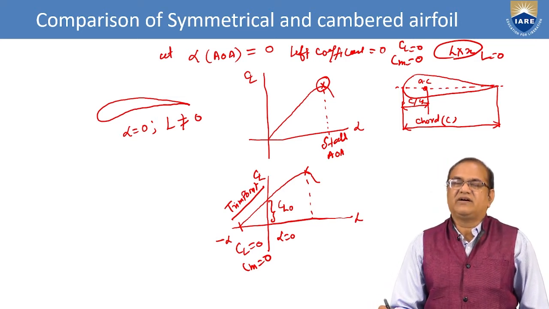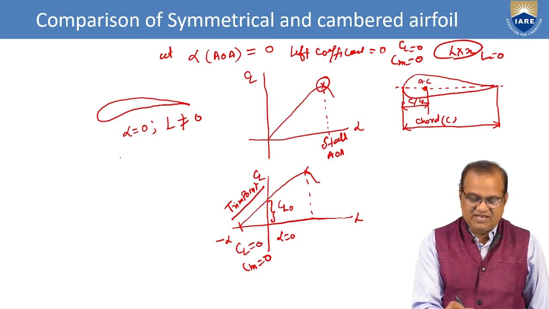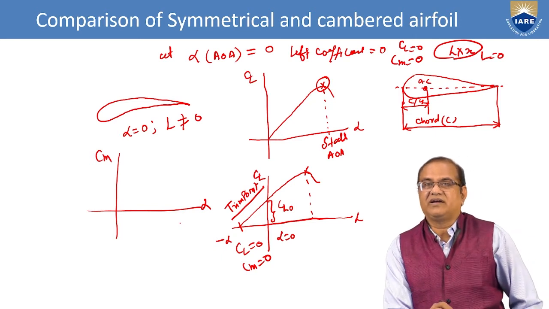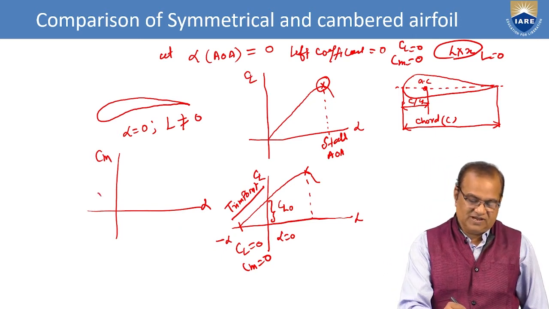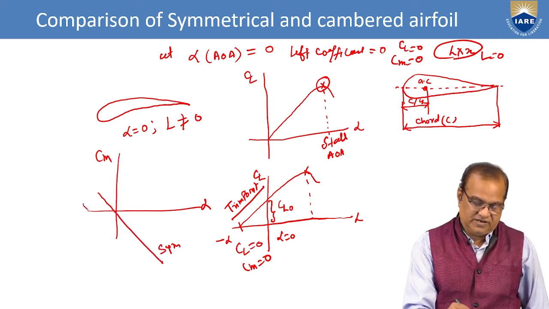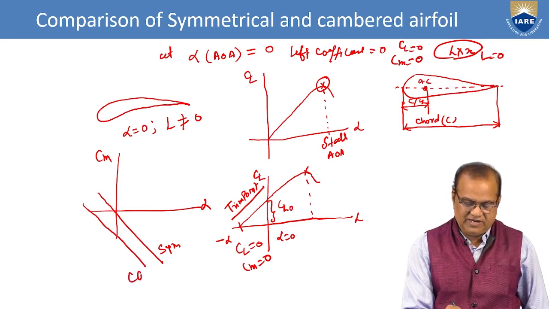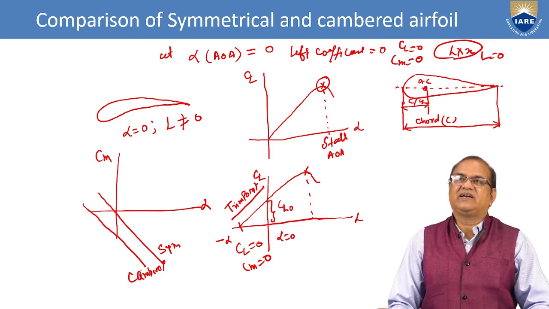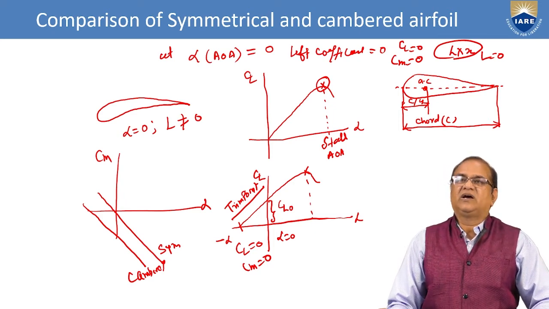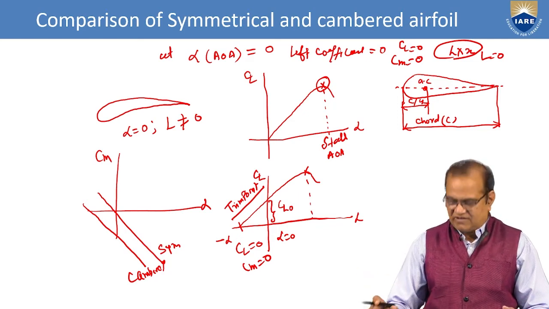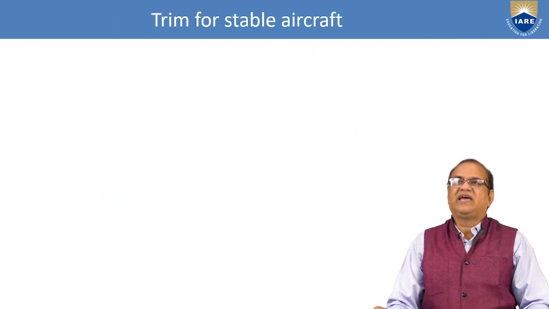So if you draw CM versus alpha for this cambered airfoil, it will come like this. This is for the symmetric, and for the cambered one it is like this. Okay, so this is the difference between the symmetrical and cambered airfoil for the coefficient of lift and the pitching moment. I think it will be very clear, because this concept will be used for the further expression.